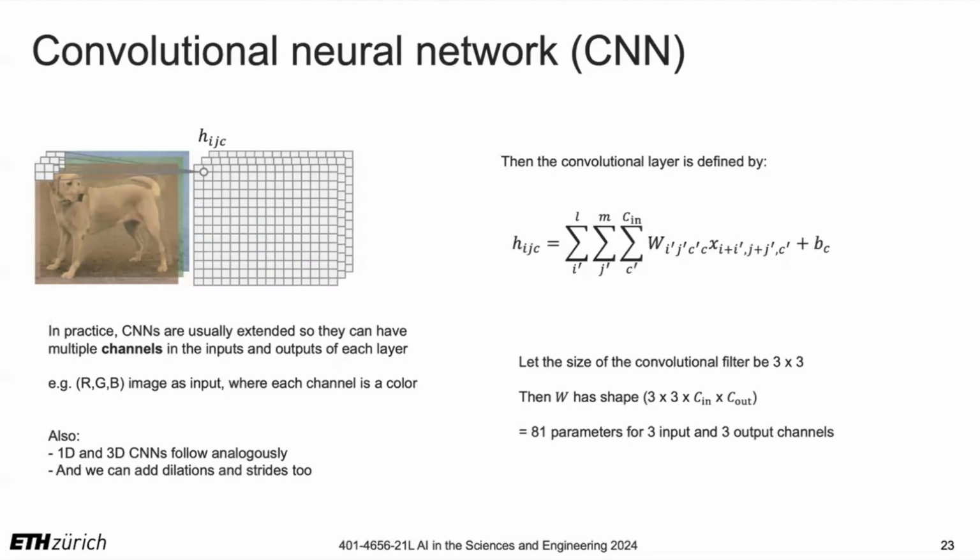You can also extend CNNs to their 1D, 3D, or even ND equivalents as well. You can see how that would follow analogously. And there's a lot of innovation on other tricks for CNNs, like, for example, adding dilations, not having neurons connected to every single neighbor, but maybe every other neighbor. And strides similarly.